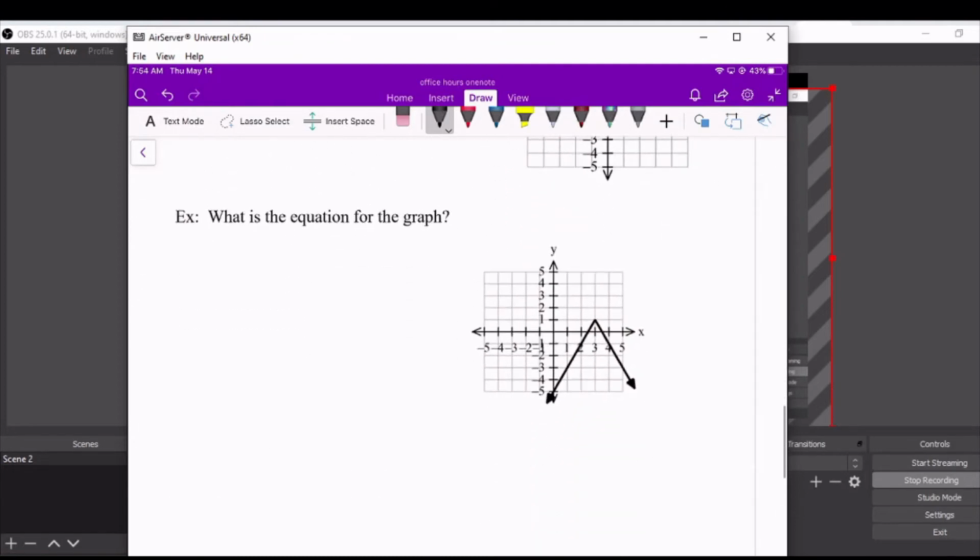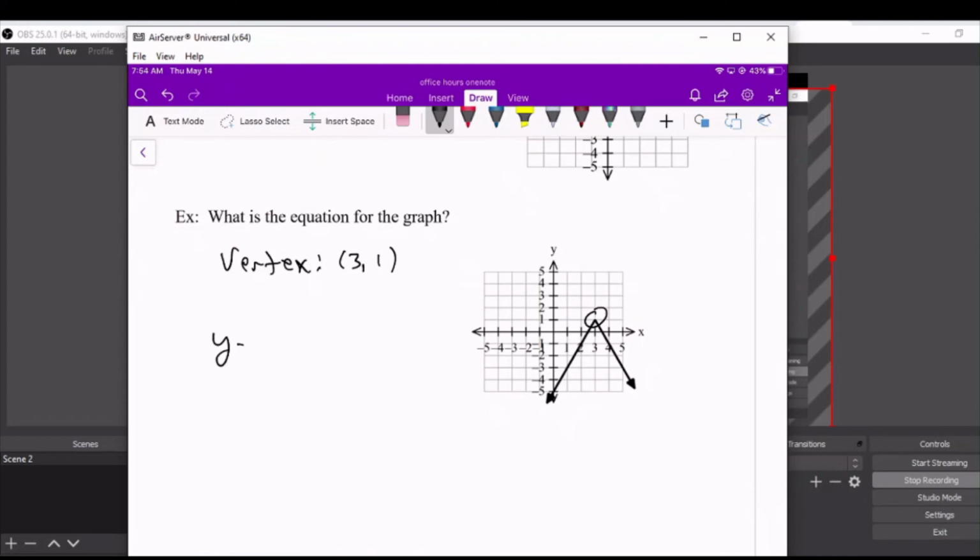We should be able to do this backwards as well. This time I gave you the graph. Can you come up with an equation for me? So the shape, we've already got the shape. It's an upside down V. The vertex is right here at (3, 1).